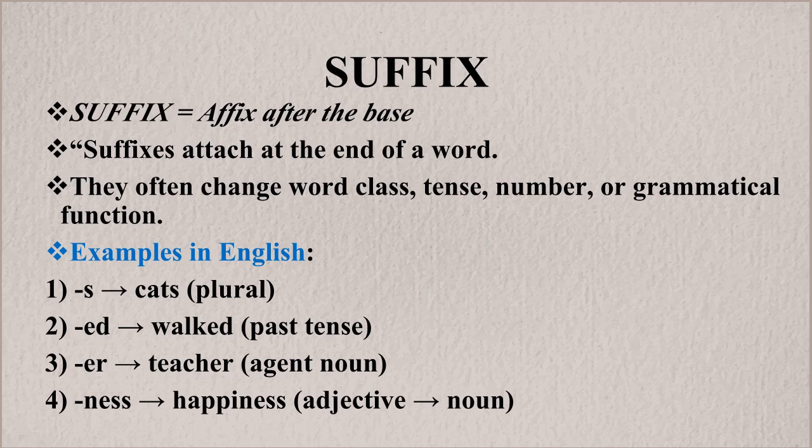In the third example, the suffix er is added at the end and changes teach into teacher. Here the suffix has changed the grammatical category of the word. It was a verb and later it became a noun. In the fourth example, ness is added at the end and changes happy into happiness. Happy is an adjective and happiness is a noun. So this suffix changed the grammatical category of the word.